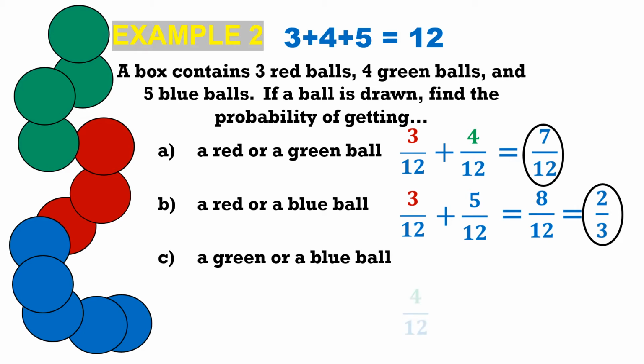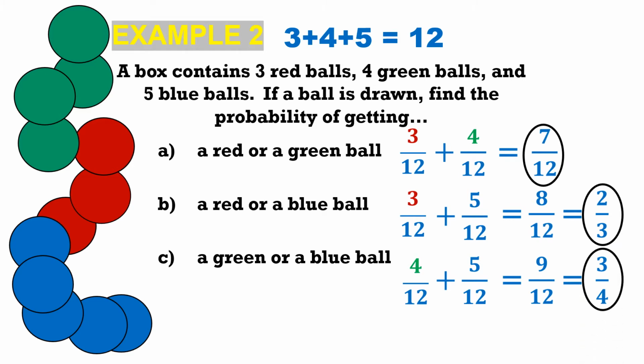And letter C, a green. There are 4 green balls, so 4 over 12, plus a blue ball again, plus 5 over 12. Then add 4 plus 5 is equal to 9 over 12. Reduce the lowest term, divide by 3. 9 divided by 3 is 3. 12 divided by 3 is 4. So the answer is 3/4, or 3/4 is the probability of getting a green or a blue ball.